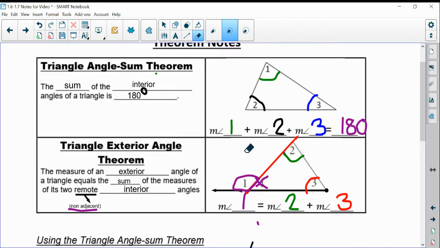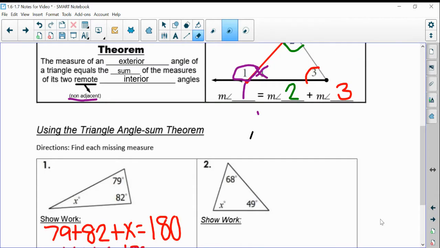All right, so go ahead, pause this if you're still copying it. And when you're done, unpause it so we can go through some examples.